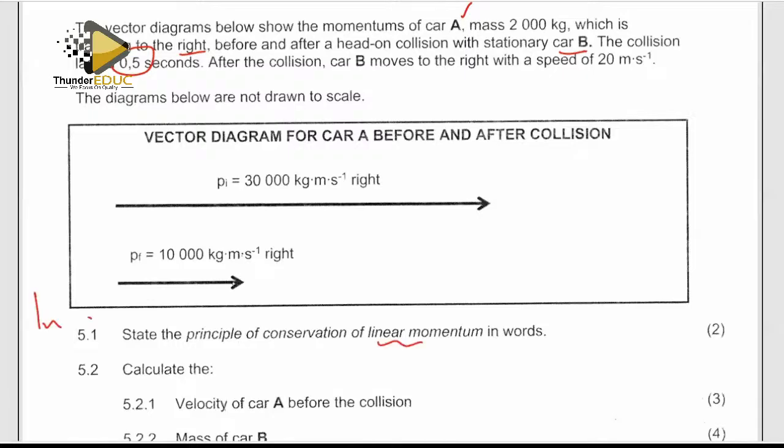So we know that in an isolated system, the total linear momentum is conserved or remains constant. In an isolated system, the total linear momentum remains constant or remains the same.